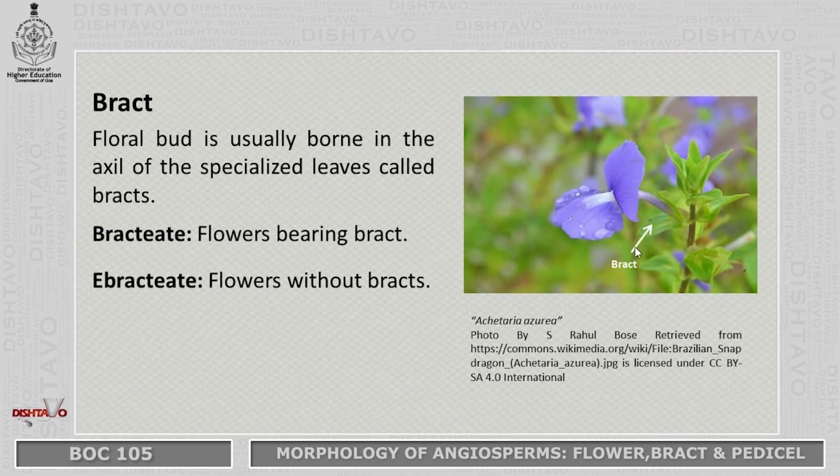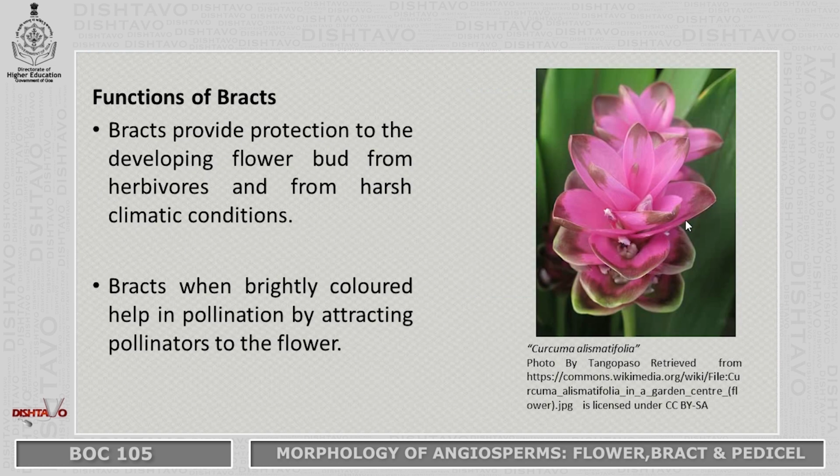In the case of bracteate flower, you can clearly see in this picture, here the bracts are green in color and they are found at the basal part of the flower. Coming to the functions of bracts, bracts provide protection to the developing flower bud from herbivores and from harsh climatic conditions.